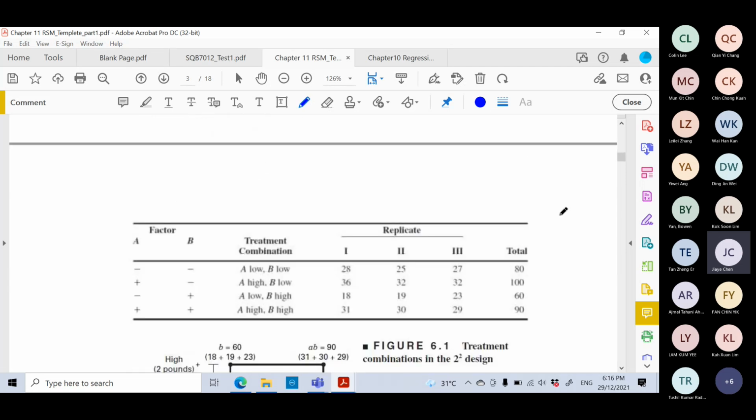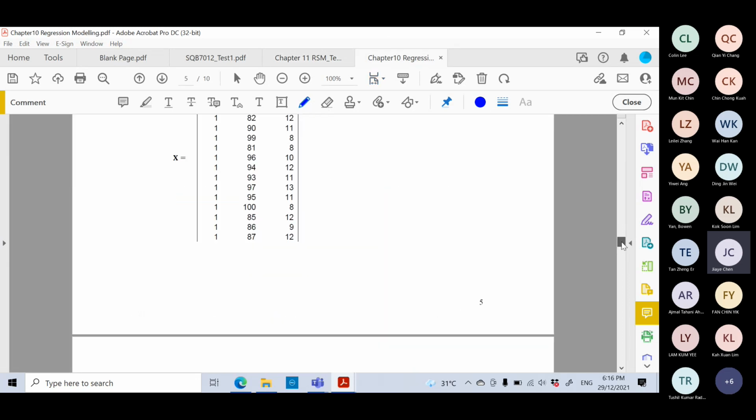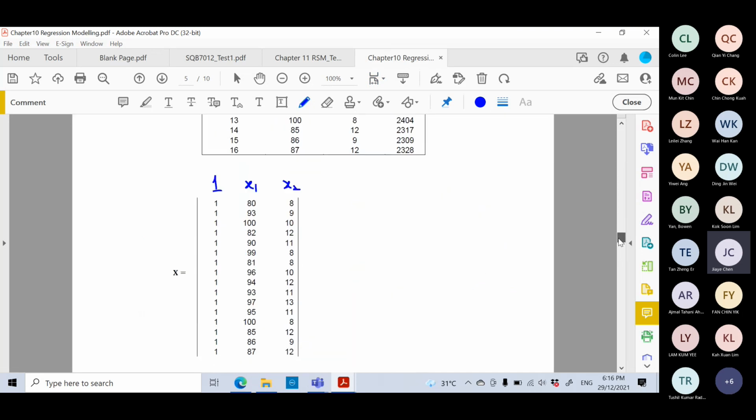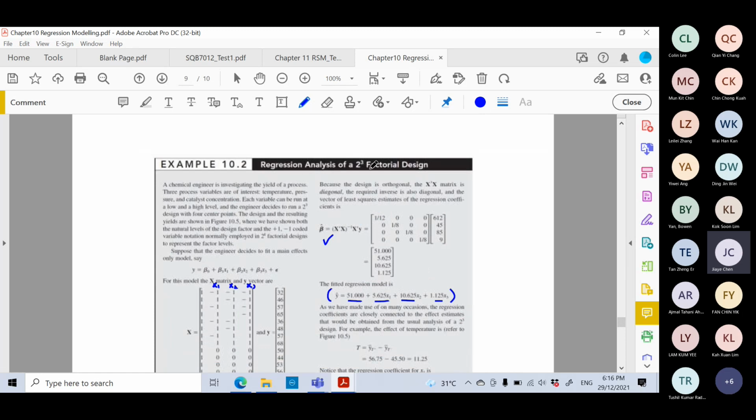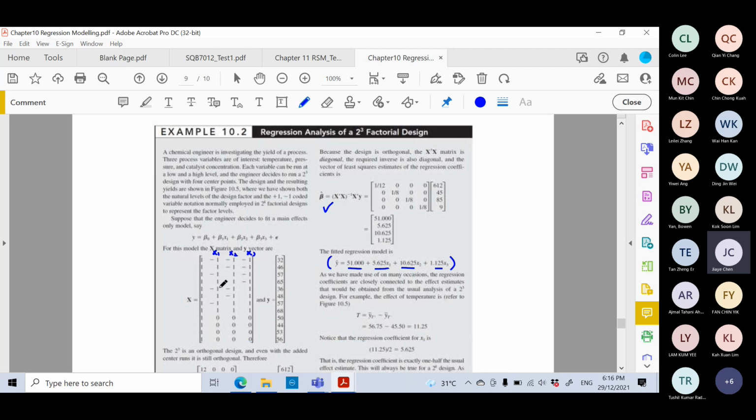So now we will go through the regression analysis, the regression modeling part, where we have an equation of the regression model, which I mentioned before. Here is an example: a 2 power of 3 factorial design. Then you list down all the possible treatment combinations, and this is your response y. To find the fitted equation, you find the beta hat using the following formula, then you can get your fitted equation.